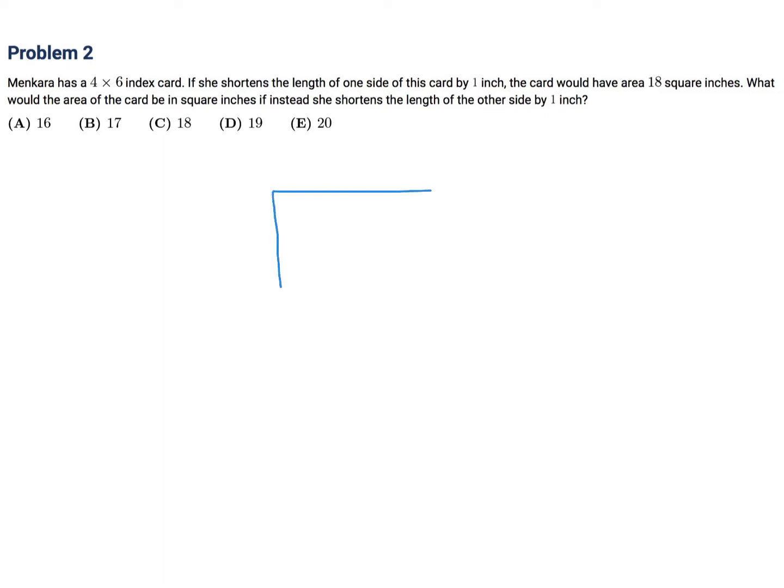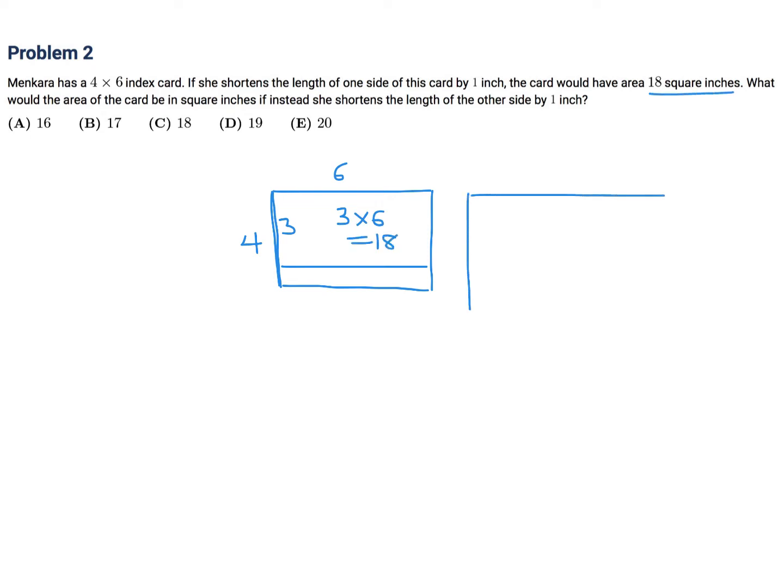So initially, I'm assuming that you have this 4x6 and she's shortening this side by 1 inch. So now it becomes a 3x6. If it's a 3x6, that is 18, and that's how they got that 18 square inches. So basically what they're saying is, instead of doing that, you now shorten this side by 1 inch to make it a 4x5 card. And if you do that, then of course the area would be 4 times 5, which is 20, and therefore the answer is E.